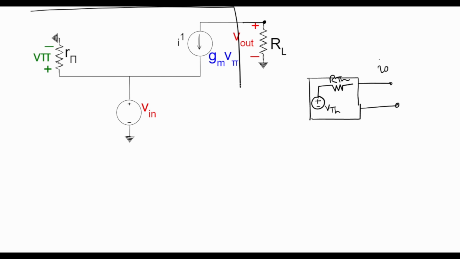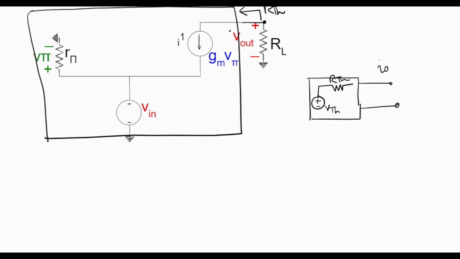So if I consider these two terminals as the output where the load RL is connected, and everything to the left as a black box, then I can apply Thevenin's theorem here and calculate the resistance looking back into the network and make a Thevenin equivalent circuit of this network.